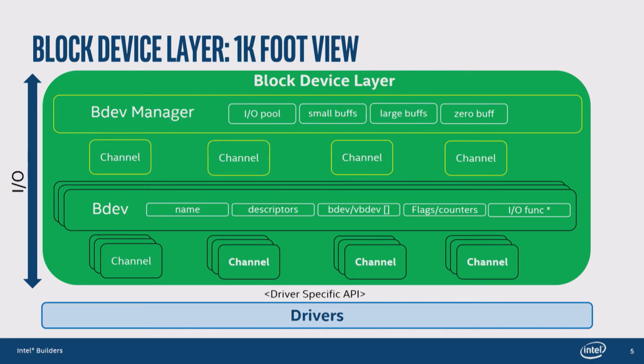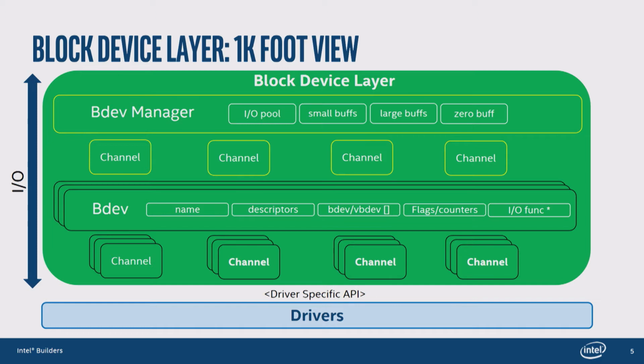Okay, so let's start at the top. This is by no means an exhaustive architecture diagram of the block device abstraction layer. It's just a few of the major elements that help in understanding BDEVs and virtual BDEVs. So starting at the top, we've got the BDEV manager. And this is a structure. You can go check it out in the header files. I've listed a few of the elements in that structure in the diagram just to help you as you look at this picture, get some context.